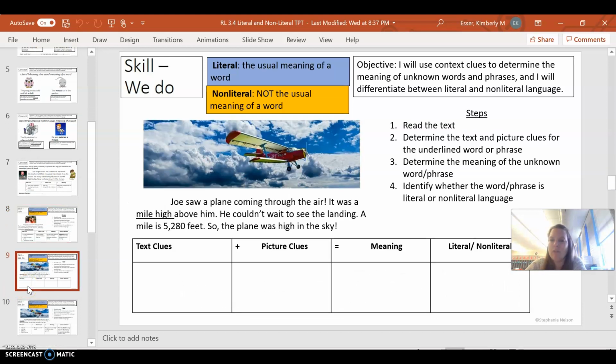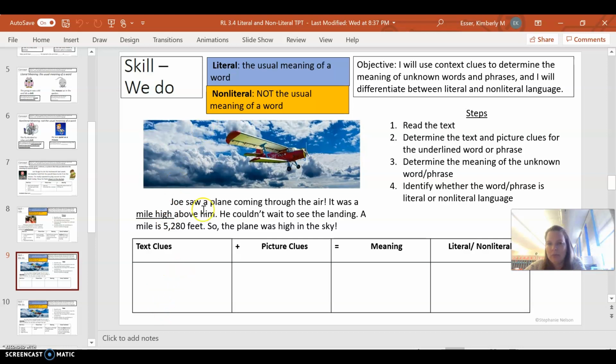All right, so let's do one more. Let's see if you can figure it out. Joe saw a plane coming through the air. It was a mile high above him. He couldn't wait to see the landing. A mile is 5,280 feet. So the plane was high in the sky. Do you think mile high is literal or non-literal?